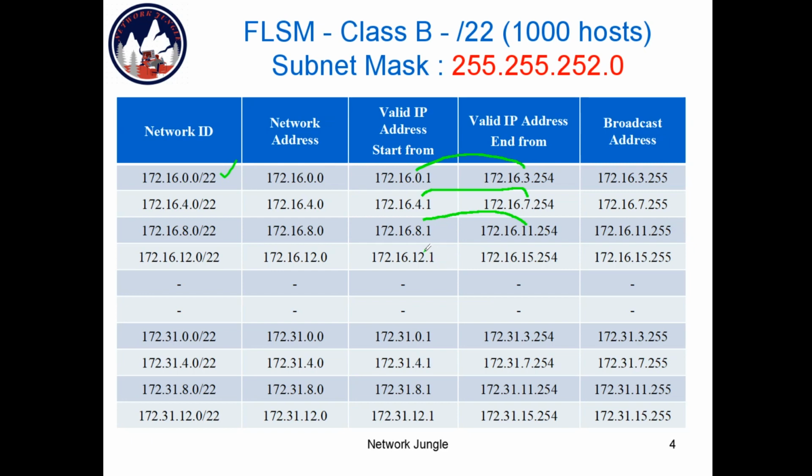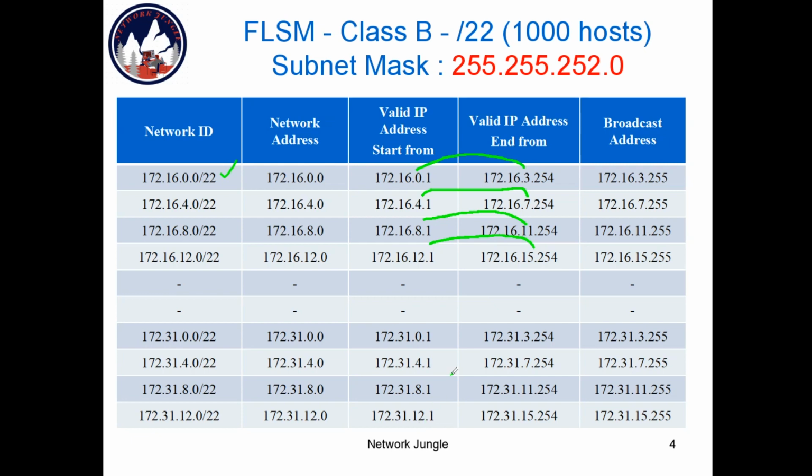Likewise, 12.1, 13.1, then 14.1, then 15.254 is the last usable IP for this segment. So the final range is 12.0, 12.1, up to 15.254: 12, 13, 14, 15. So we choose the 4 segments. So 4 into approximately 250, we get 1000 valid IP addresses.